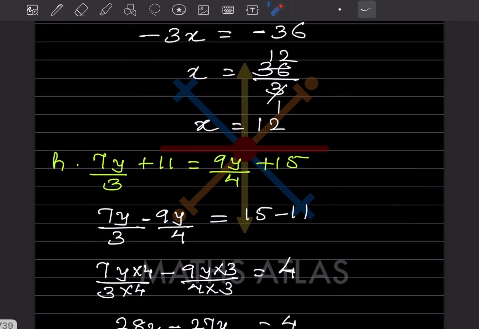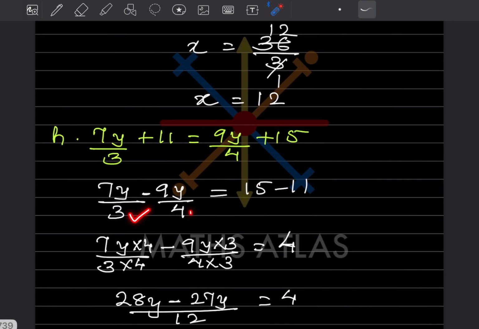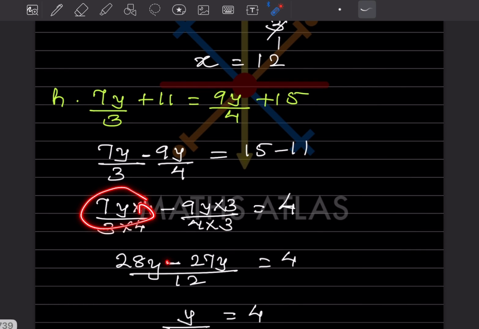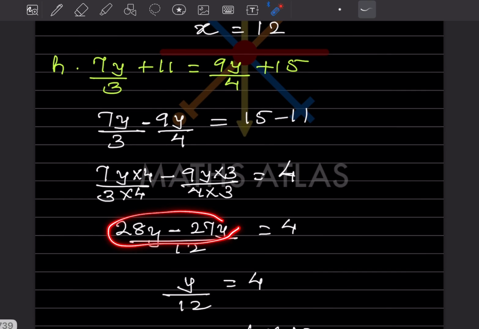Now in this case, this as it is, we'll take this on this side because it is with the variable. That will be minus 9y by 4. This as it is, plus 11 is going to be minus 11. Now you can see the denominators are different, so we'll make them equal by taking the LCM. The LCM is 12, so this will be multiplied by 4 and this will be multiplied by 3, which is going to be 28y minus 27y by 12, which is 4. So this is going to be 28 minus 27, that is just going to be 1.